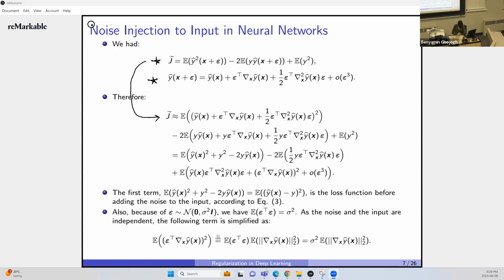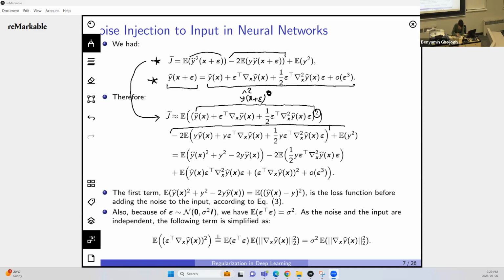J tilde, I can, so here, let me think. Give me a second. Yes. So this is y hat of x plus epsilon. I have y hat squared. So this is y hat of x plus epsilon, but squared. Okay, squared, y hat squared. And this second term is here. This is the third term.